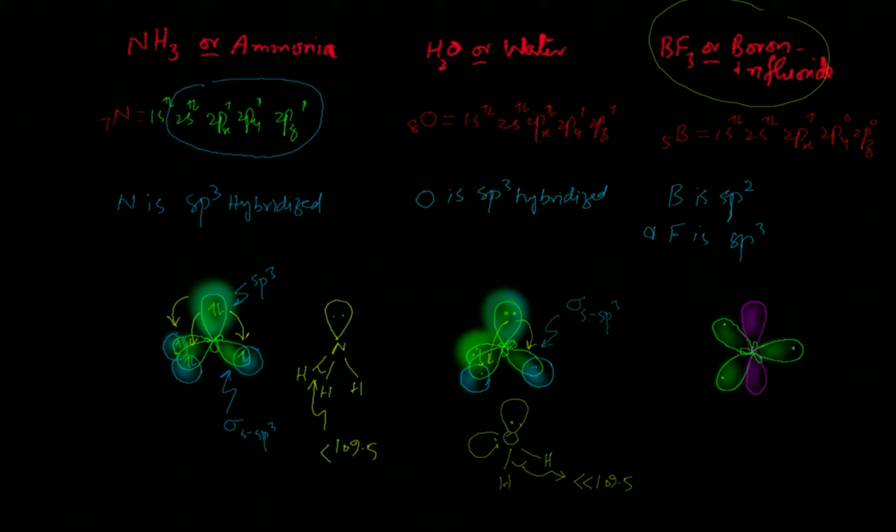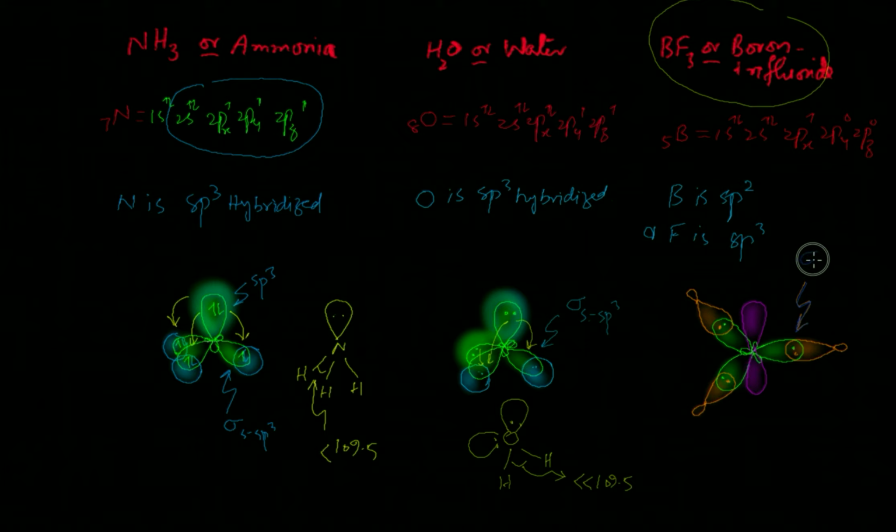So when fluorine comes by, bringing one electron in the sp3 hybridized orbital, it will overlap with the three sp2 hybridized orbitals of boron, electron pairing will happen and bonds will be formed between boron and fluorine atoms. So this is the case of BF3, where sp2 hybridized orbitals of boron overlap with sp3 hybridized orbitals of fluorine.